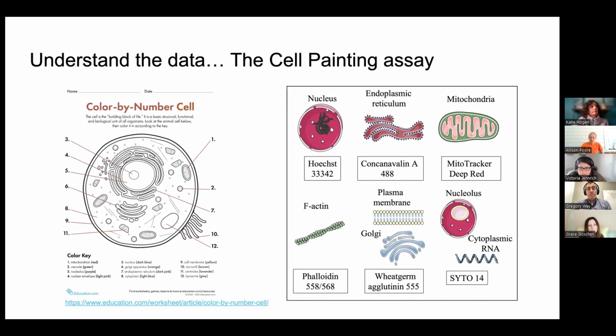These are unbiased dyes that aren't going to mark any particular gene or protein or cell surface receptor or anything that's specific to the cell. They're going to mark general cell structures. The specific dyes in the canonical cell painting assay I have shown over here. These are dyes that are going to mark the nuclei of cells. They're going to mark the ER, or the endoplasmic reticulum, the mitochondria, actin, plasma membrane and Golgi multiplexed in the same channel, and nucleolus and cytoplasmic RNA.